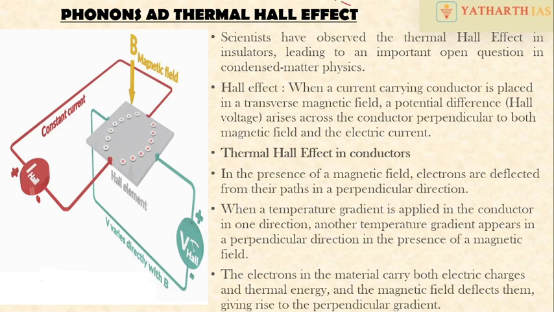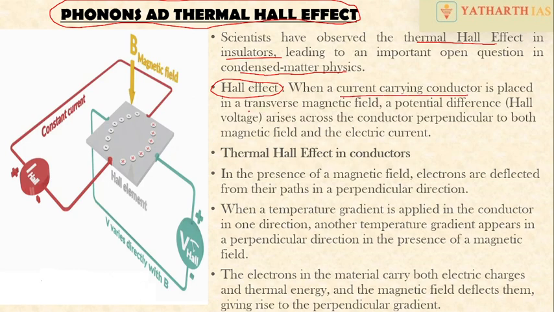So, phonons add to the thermal Hall effect. The scientists have observed the thermal Hall effect in insulators, leading to an important open question in condensed matter physics. So, Hall effect: when a current-carrying conductor is placed in a transverse magnetic field, a potential difference, that is Hall voltage, arises across the conductor perpendicular to both the magnetic field and the electric current.